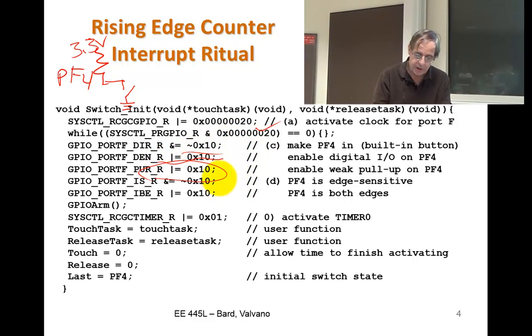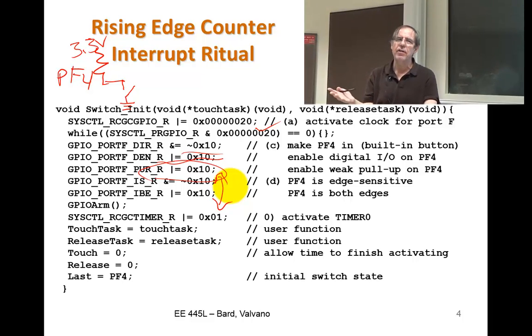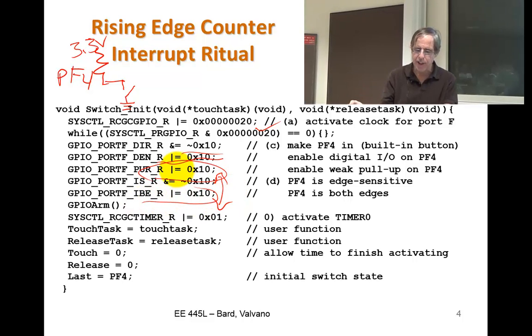And now we've got two registers in the GPIO, which specify whether it's level triggered or edge triggered. In this case, we want edge triggered, so an edge change on PF4 is going to set the flag. And then down here, we specify whether it's the rising edge, the falling edge, or in this case, both edges. So what I want to do is run a user task right here if the switch is touched, and I will run a user task if it's released.